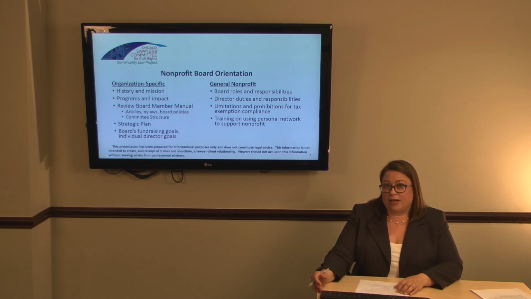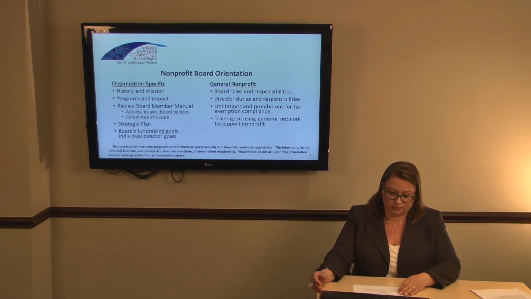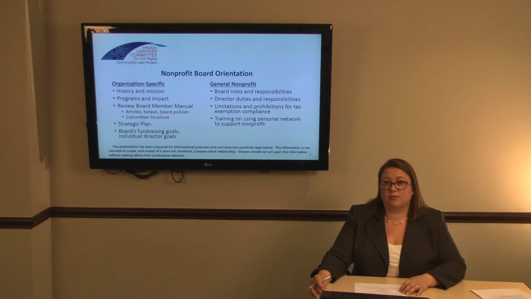The orientation training should cover general nonprofit exempt organization compliance, whether the organization is a 501(c)(3) or a 501(c)(6) organization. The orientation meeting should also cover general nonprofit compliance matters, such as advocacy or lobbying statements or political campaign statements that may affect the organization's tax exemption. This is of particular importance to 501(c)(3) organizations.